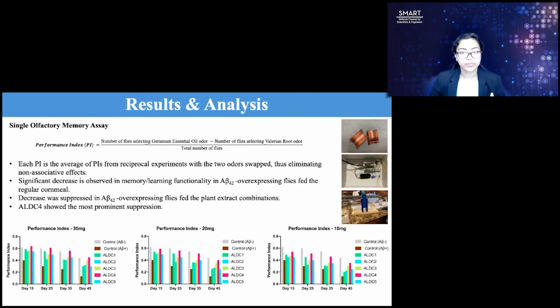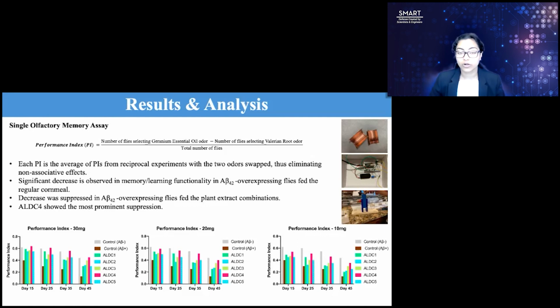And so looking at the performance index graph of the 30 milligram extract concentration, although the cornmeal-fed amyloid beta 42 overexpressing flies' performance index started falling from day 15, extract combination-fed flies had a gradual decline in performance index, which only became prominent around day 45. The improvement is most prominent in the fly group fed the plant extract combination ALDC4.